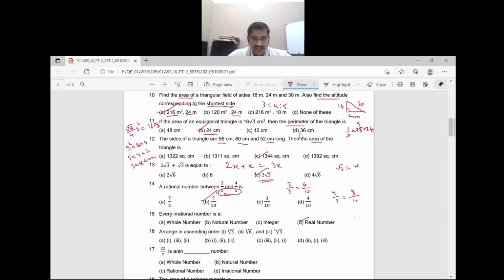Next, arrange. This I told: surds are compared with the same index. The index of them must be the same. Here 2 is the index, 4 is the index, 12 is the index. I must bring them to the same index. So to bring them into the same index, I must take the LCM of those indices. Indices is the plural of index. So the LCM of those indices, 2, 4, 12, is 12.